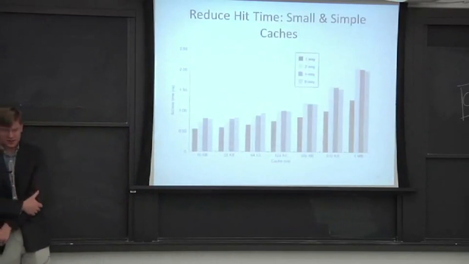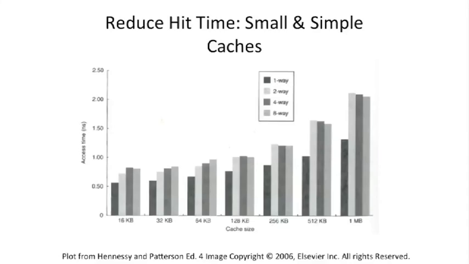OK, so let's put some data behind this and look at some ways to make caches go faster. Let's look at what we're plotting here on this graph. On the x-axis, we have different sized caches: 16 kilobytes, 32 kilobytes, 64. So we go up by factors of 2 all the way up to 1 megabyte. On the y-axis here, we have access time, so how long it takes to access the cache.